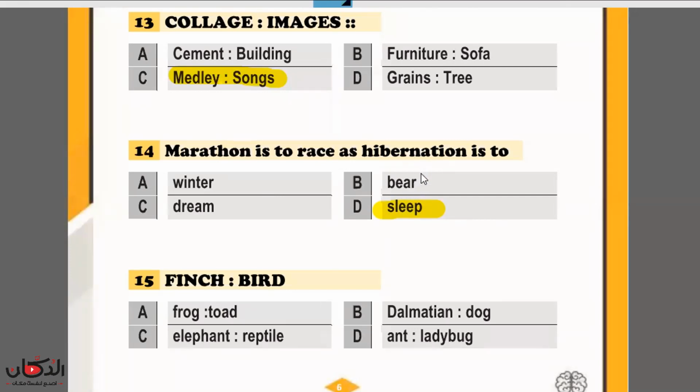Okay. This question, I think it's also easy. Finch is a kind of bird. That's B. Okay, I know you found this in the book, which is in Jarir, I think. Yes, it's there. I know that's the only book in the verbal section.